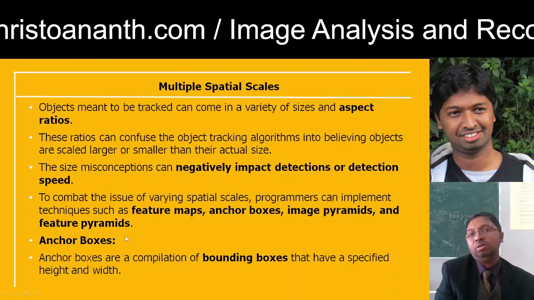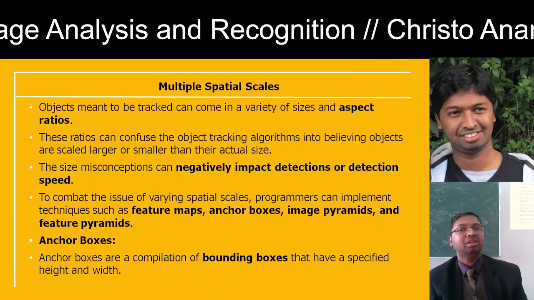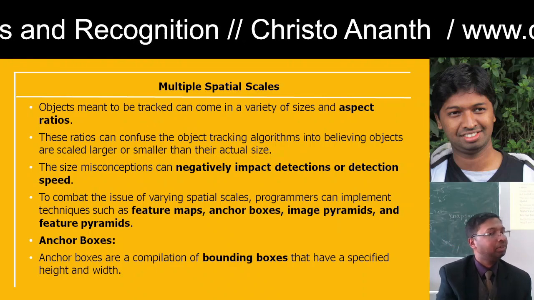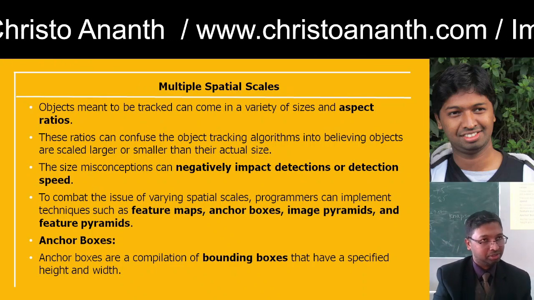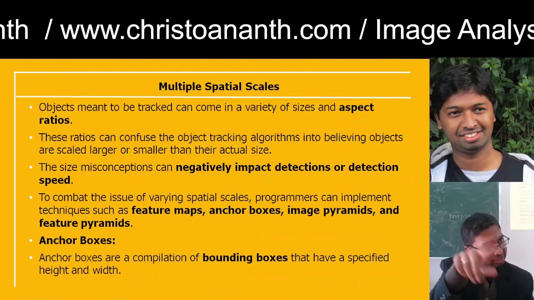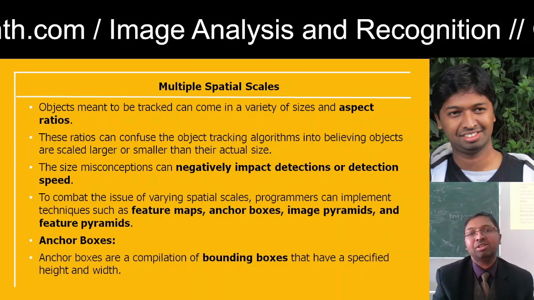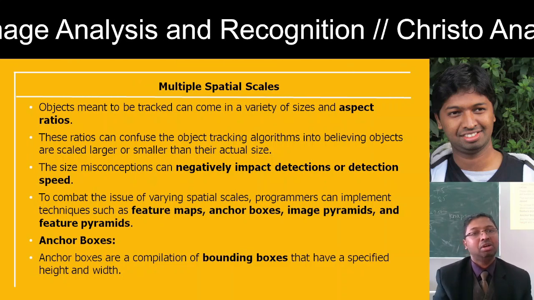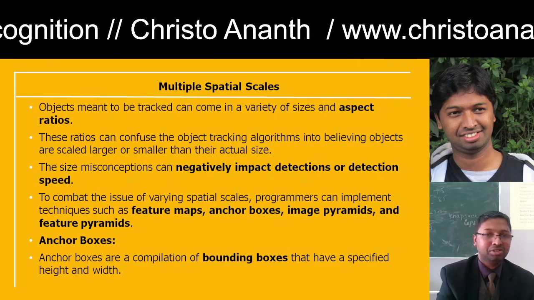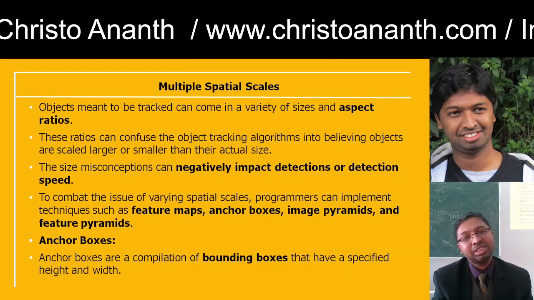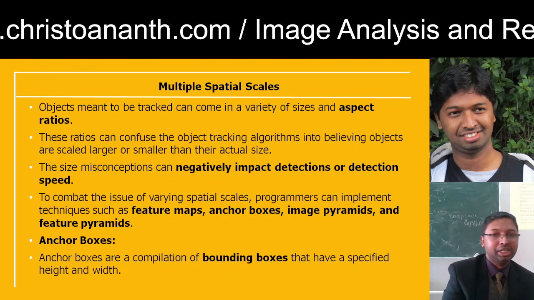So we'll also go with multiple spatial scales as well. The objects which are meant to be tracked definitely come in different sizes, different dimensions, and different aspect ratios, even 9:16, 16:9. So ratios also can confuse the object tracking algorithms, depending on whether they have to be scaled smaller or larger according to the size. A size misunderstanding can negatively impact the detection or maybe the detection speed as well.